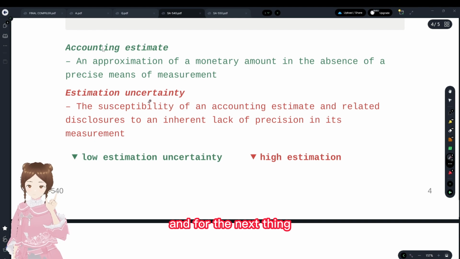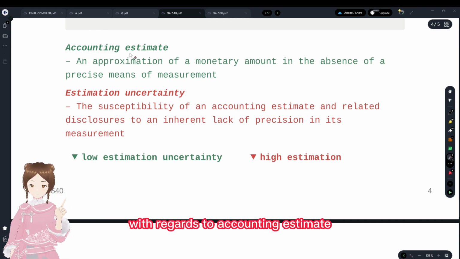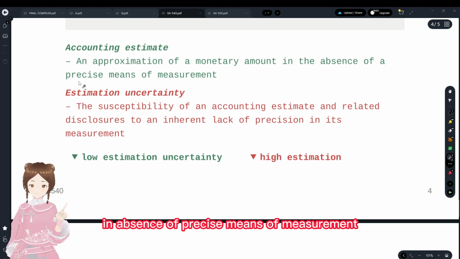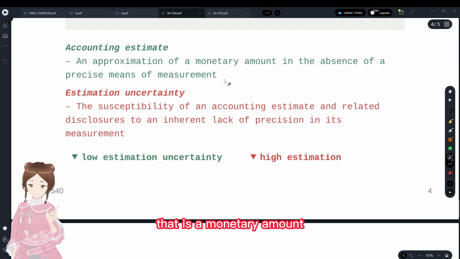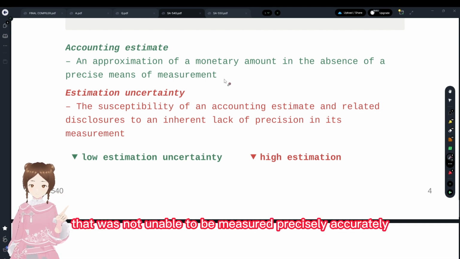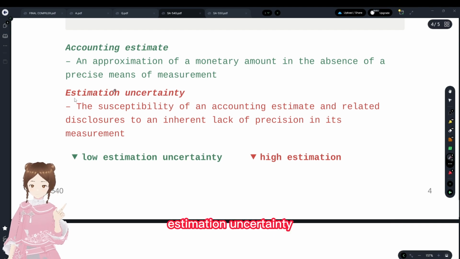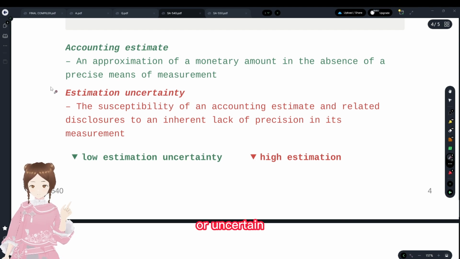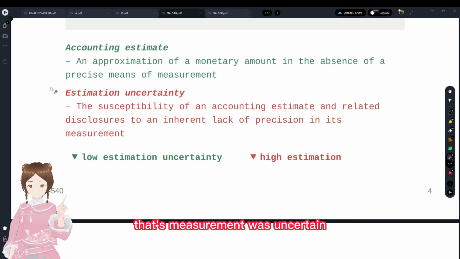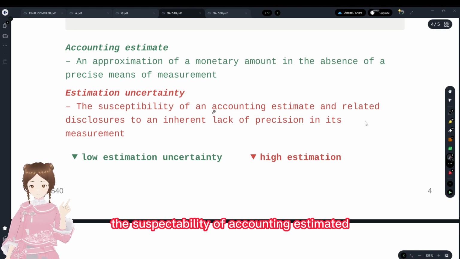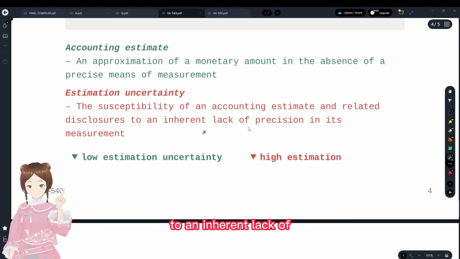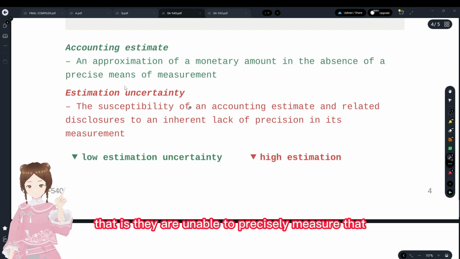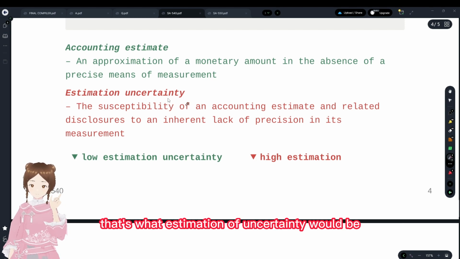And for the next thing, we'll see a few definitions with regards to accounting estimate. It's an approximation of a monetary amount in the absence of precise means of measurement. That is, a monetary amount that was unable to be measured precisely. Estimation uncertainty is the susceptibility of an accounting estimate and related disclosures to an inherent lack of precision in its measurement. That is, they're unable to precisely measure that. That's what estimation uncertainty would be.